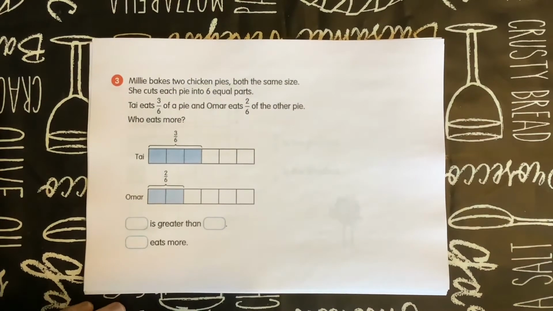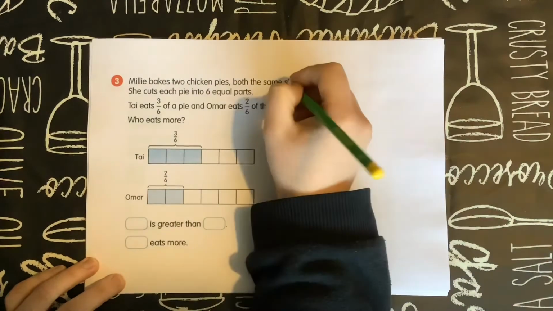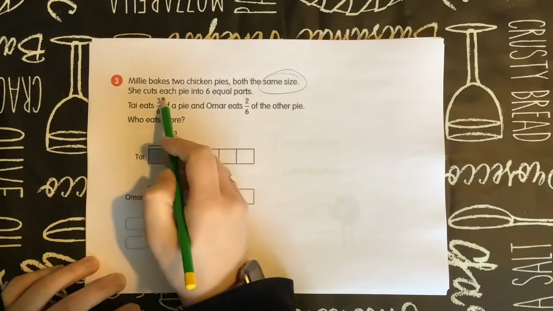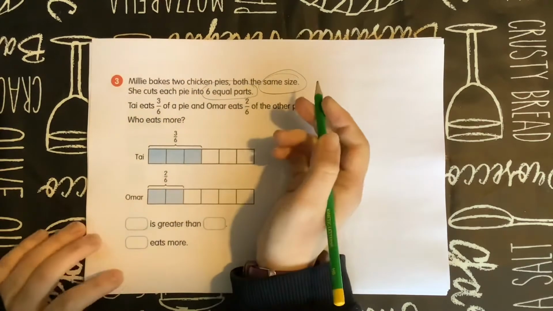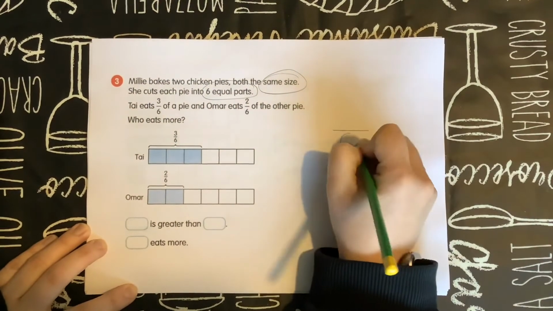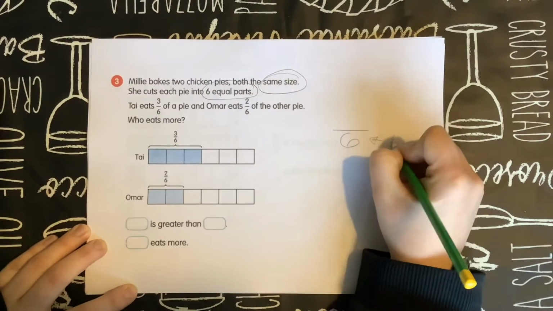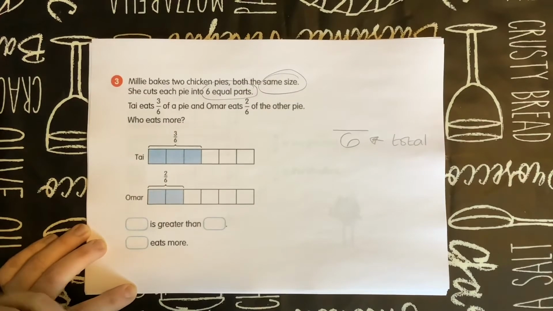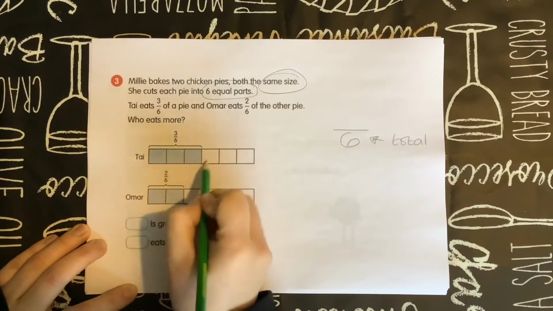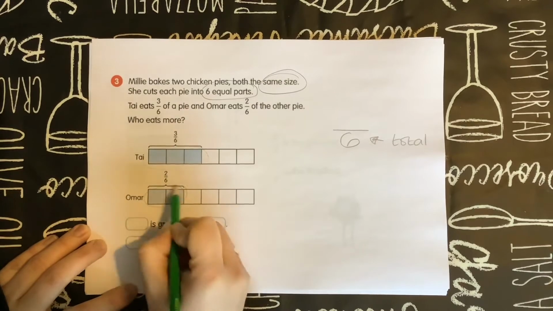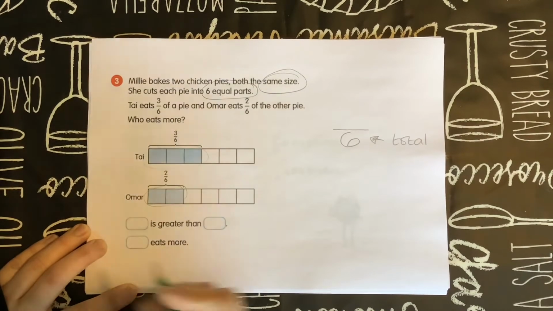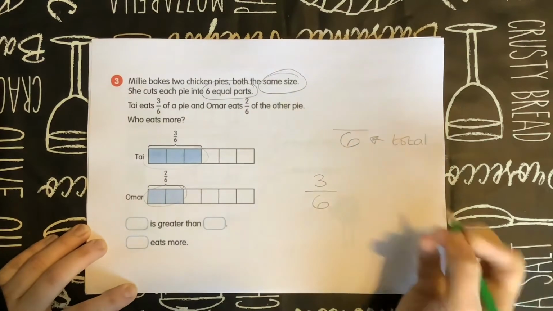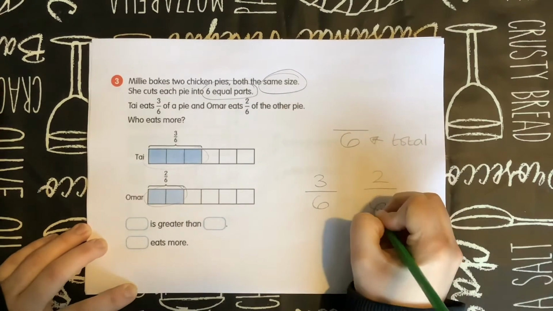Millie bakes 2 chicken pies, both the same size. So we've again got equal parts. She cuts each pie into 6 equal parts. That means in our fraction, we have 6 pieces in total. Ty eats 3/6 of his pie. And Omar eats 2/6 of his pie. So we've got 3 parts out of 6 and 2 parts out of 6.